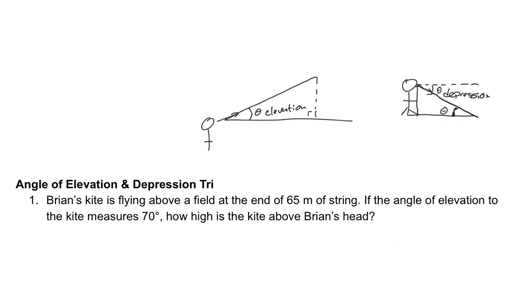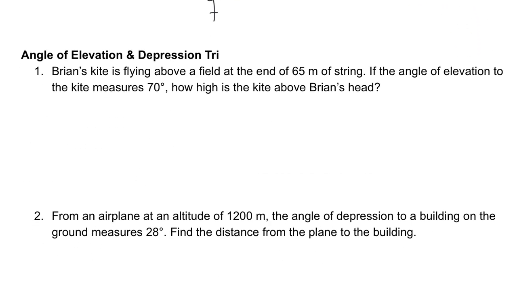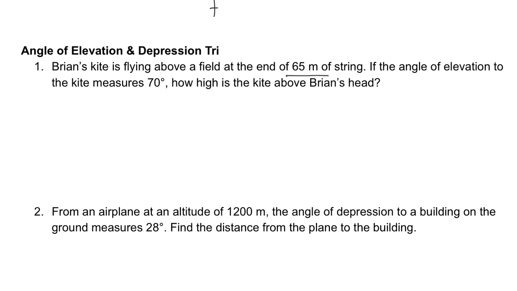So here it says Brian's kite is flying above a field at the end of 65 meters of string. If the angle of elevation to the kite measures 70 degrees, how high is the kite above Brian's head? So if we have Brian here, this string right here is 65. Somewhere up here we have the kite. And we want to know how high is the kite.